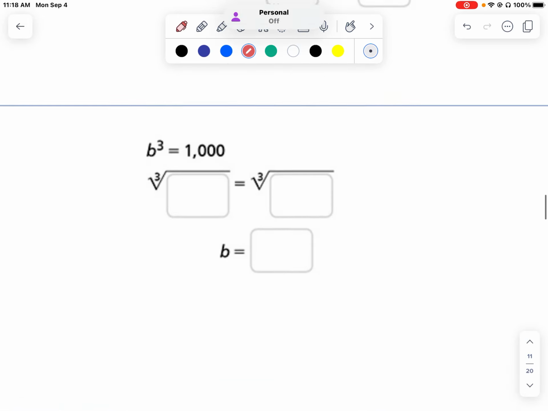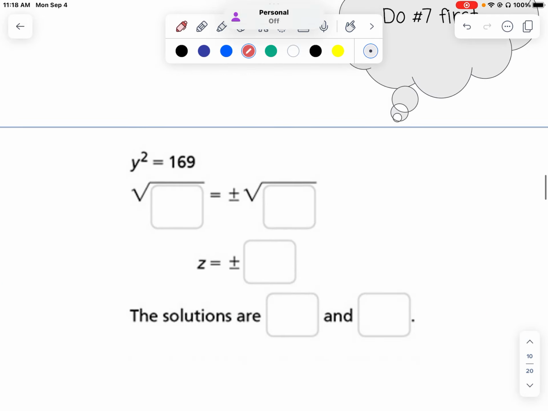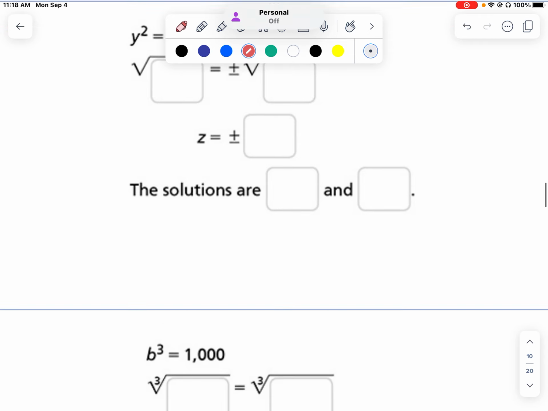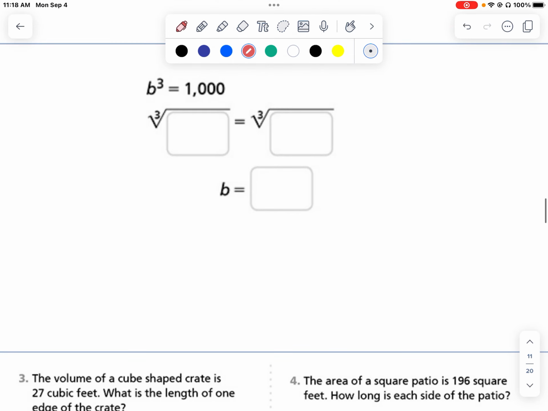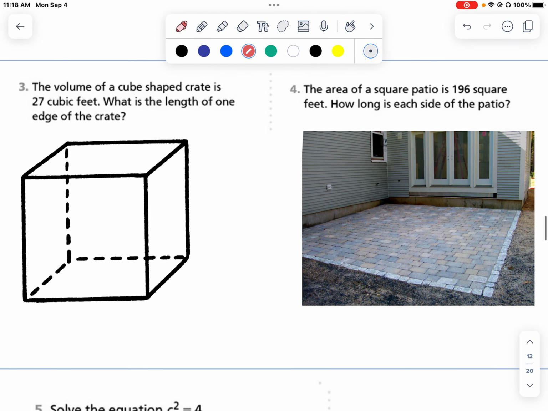So let's see how you guys did on these problems. We talked about this one in the last video. Let's see how you guys did in this one. I know that each measure of this side is s cubed. We know that the whole thing is 27 feet cubed.